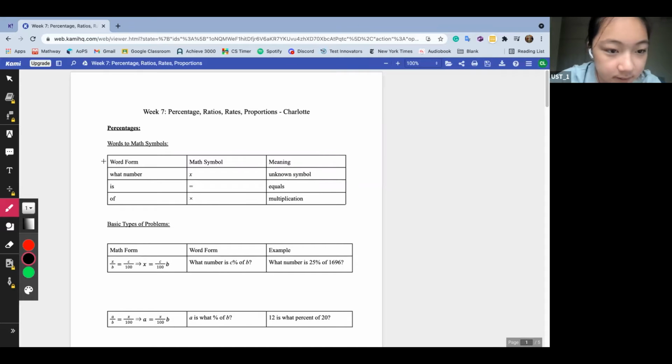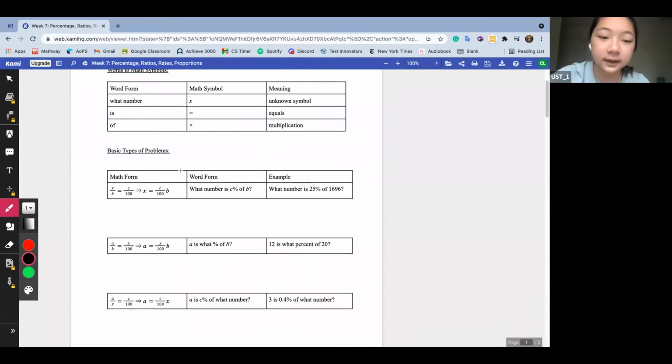So this is a chart that would be pretty helpful, and it translates the words to the math symbol. So what number would stand for X as the math symbol, and it means an unknown symbol. Is is equal sign, and it means it equals something. And then of is a multiplication sign. So I'm going to look at a few problems here. These are just some basic problems.